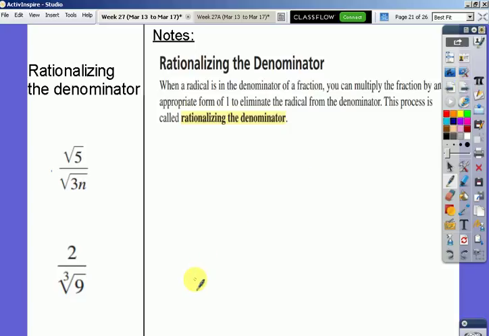Rationalizing the denominator. I wouldn't write this down. I'm just going to talk about it. I would just say rationalizing the denominator: you cannot have a radical in the denominator. Just write that in big, bold letters somewhere. Cannot have a radical in the denominator.